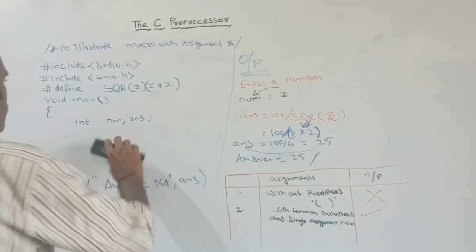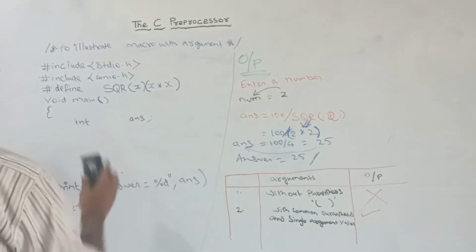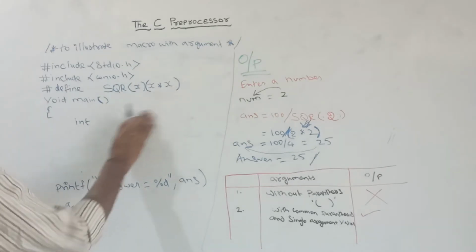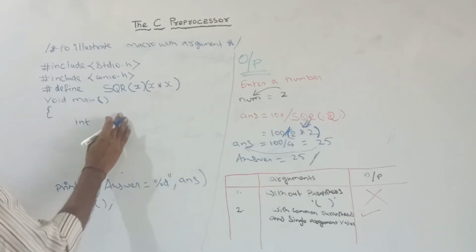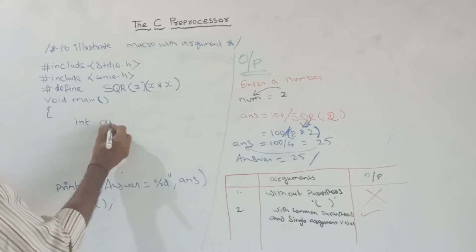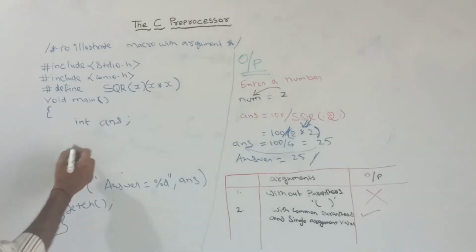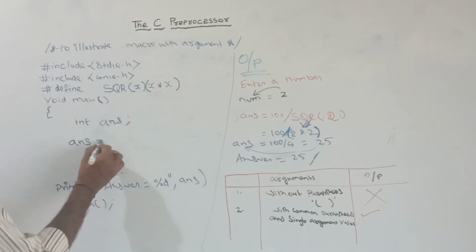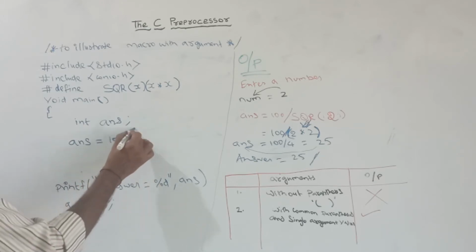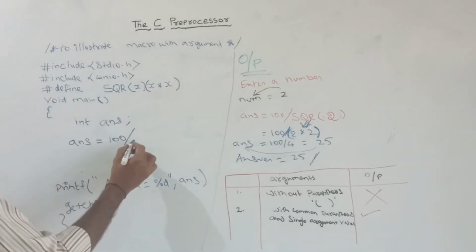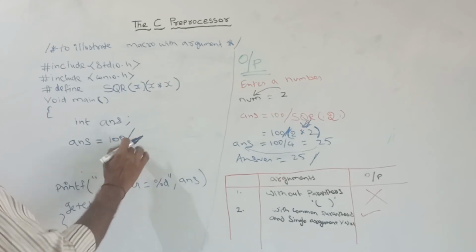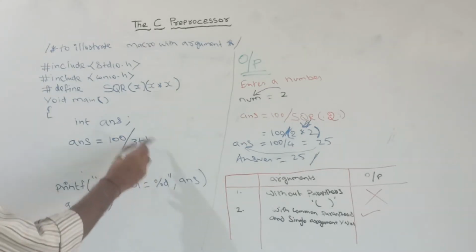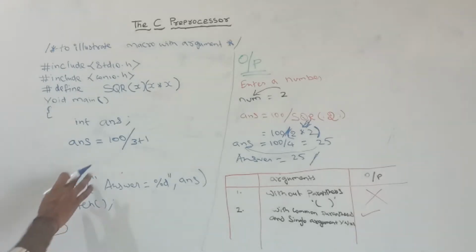See here, no need for NUM. If you are giving directly like this, here I am declaring the variable ANS. What type? Integer type. Here ANS is equal to 100 divided by, next, suppose you are passing 3 plus 1. It should take 4, but how will this output come? Let us see now.